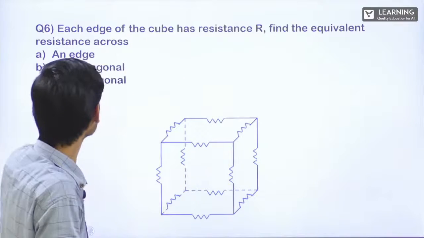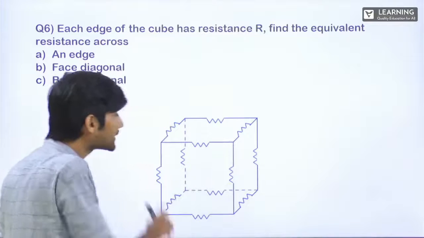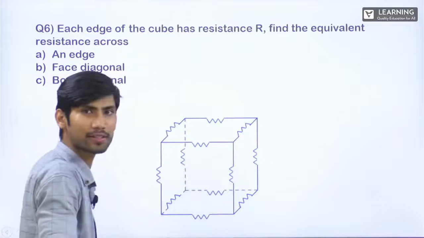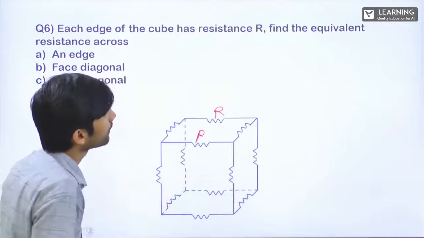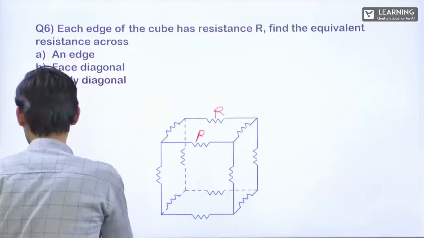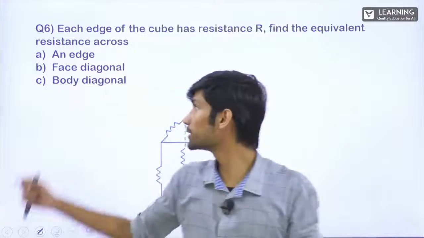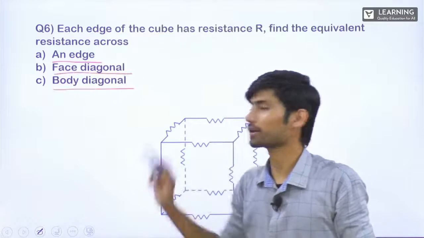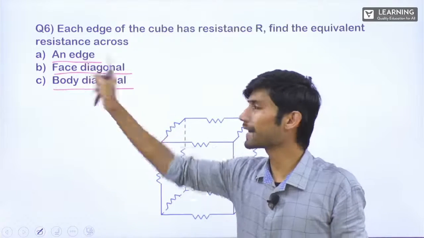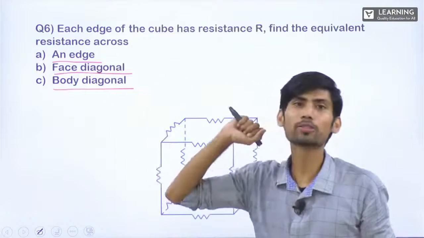Each edge of the cube has resistance R. There will be a cube. Each edge, meaning each side, will have resistance R. These are all resistances R. Find the equivalent resistance across these 3 things: an edge, a face diagonal, a body diagonal. So either you have to find across an edge, or across a face diagonal, or across a body diagonal.